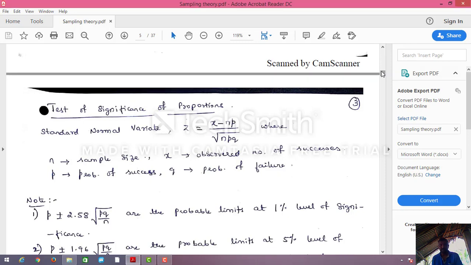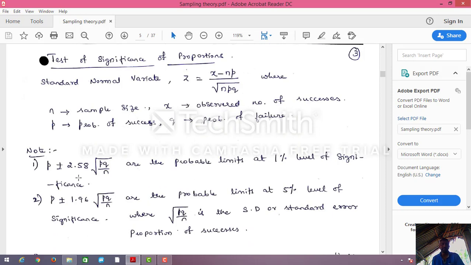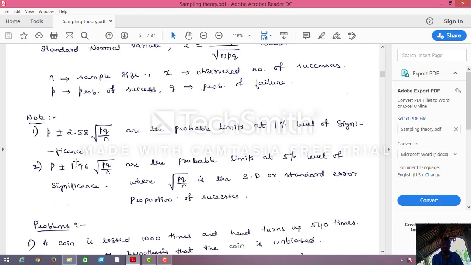Now, again, the probable limits we will find. How do you find probable limits? They are p plus or minus 2.58 into root of pq divided by n at 1% level of significance. Next, p plus or minus 1.96 root of pq divided by n are the probable limits at 5% level of significance. So in 1% significance level, we will use 2.58, and in 5% significance, we will use 1.96.